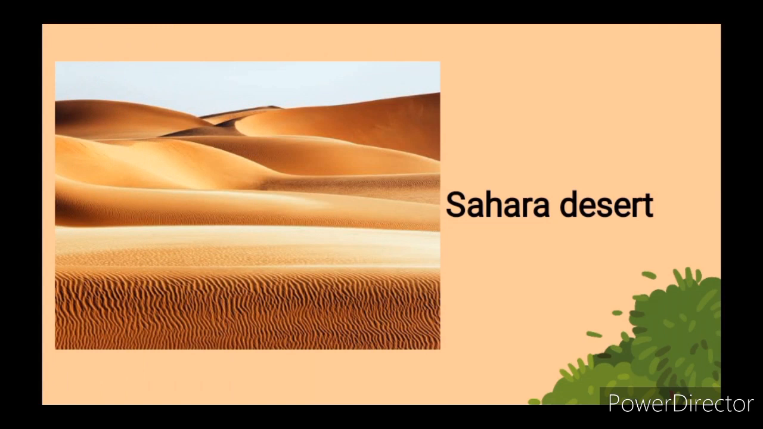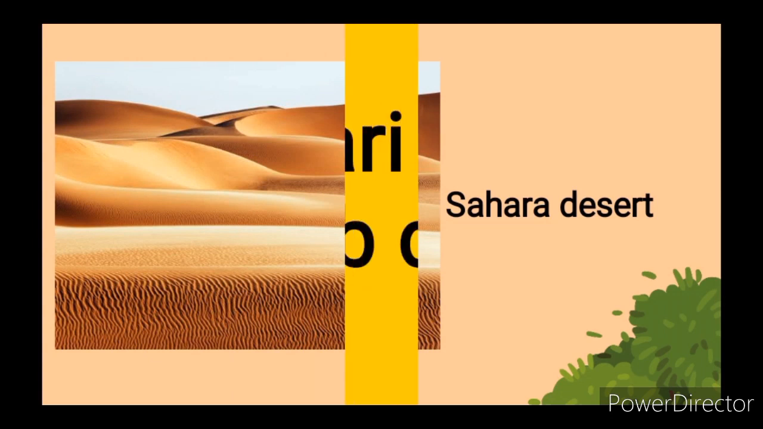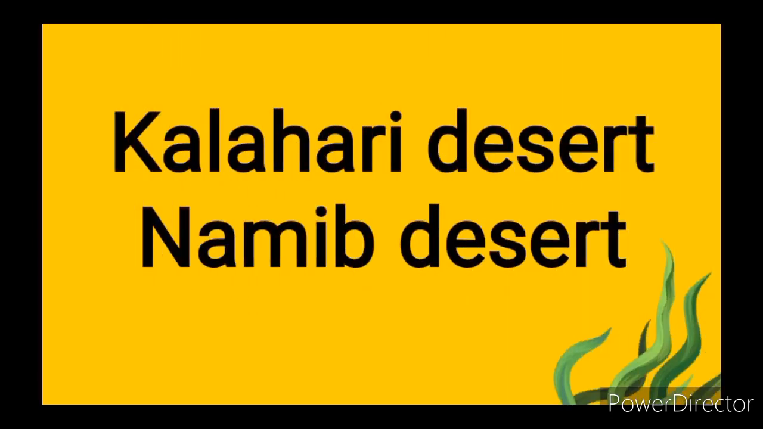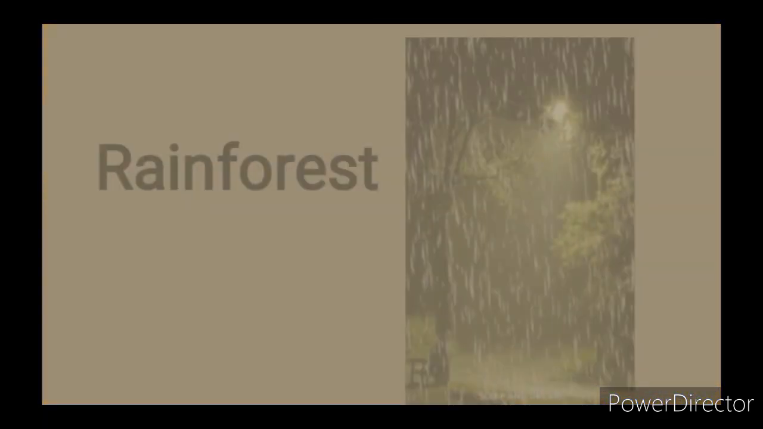The biggest and hottest desert in the whole world is the Sahara Desert, and it is located in Africa. Other deserts in Africa are the Kalahari Desert and the Namib Desert. Now let's go over to the other vegetation.